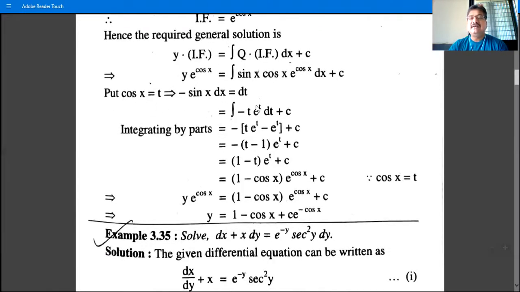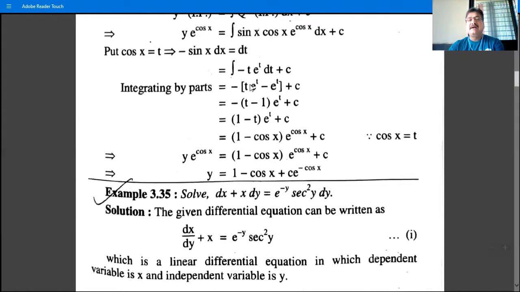So minus sin x dx is dt, meaning sin x dx is minus dt. So cos x is t, e raised to cos x is e raised to t, and sin x into dx is minus dt. So we have this, and then use the by parts rule to obtain the integration. First, integration of the second function e raised to t is e raised to t, minus integration of e raised to t, the derivative of t being 1. Again the integration of e raised to t is e raised to t. So we have this after the by parts rule, and then take e raised to t as common and substitute t as cos x.